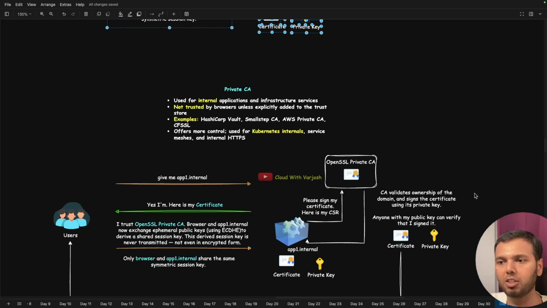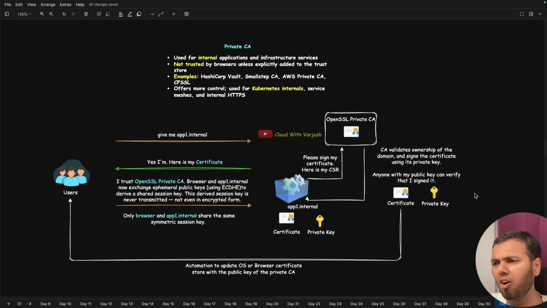Let's move to the next one, that is private CA. Now, not for all requirements would you want a public CA, because not all websites that you use are public facing.